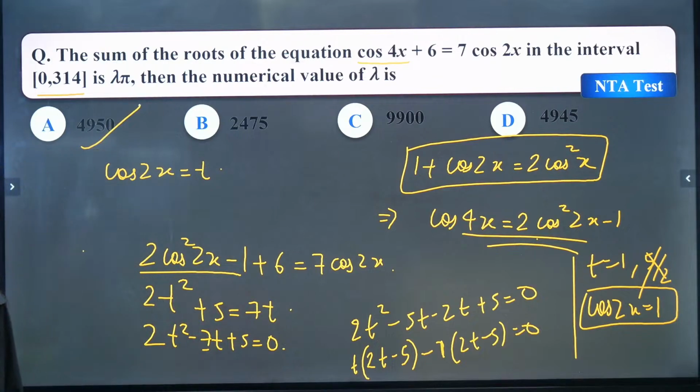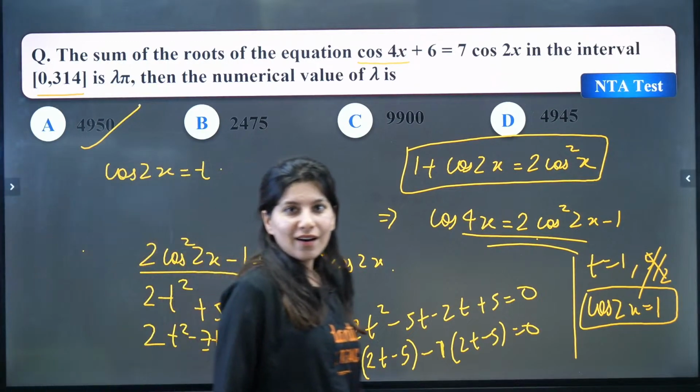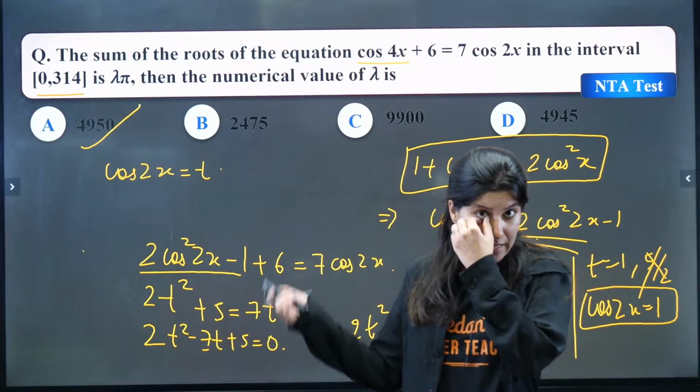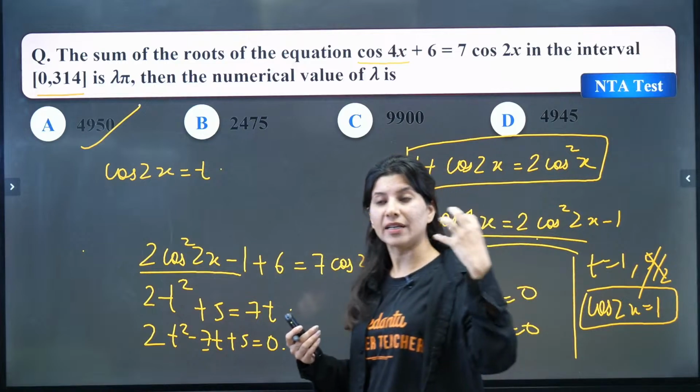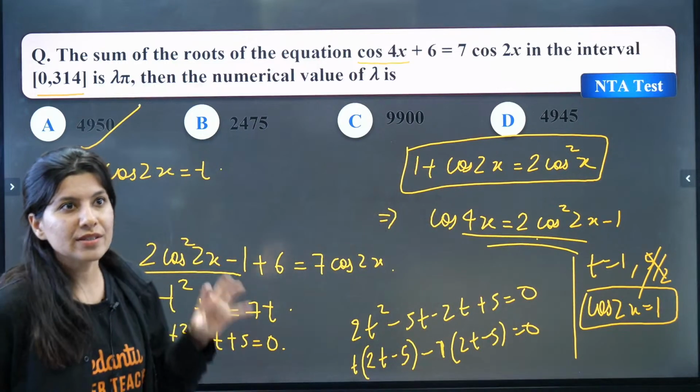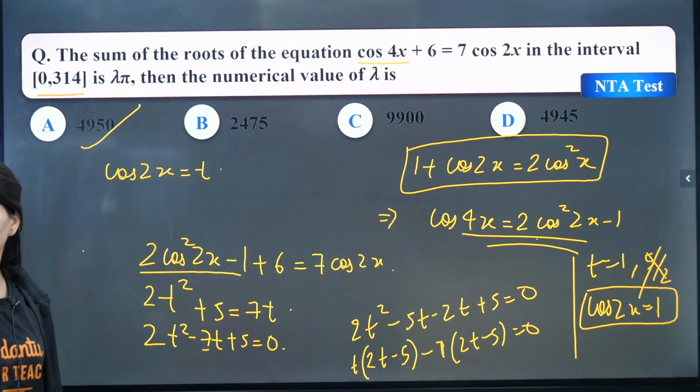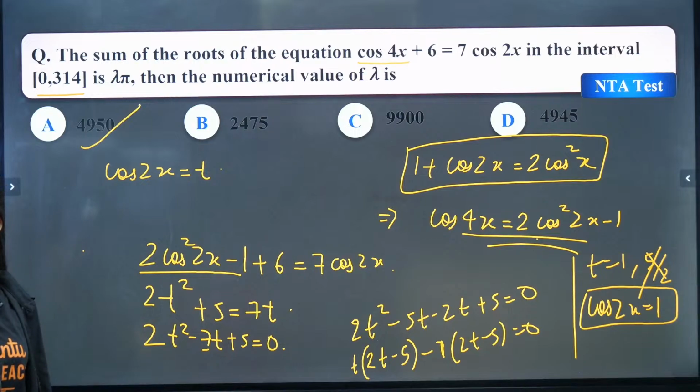Yes, we can take 2x as theta, but eventually you have to put theta equal to 2x because they are talking about x. Why will we talk about theta? We can take it, but eventually we have to put 2x equal to theta. I hope that this is clear.